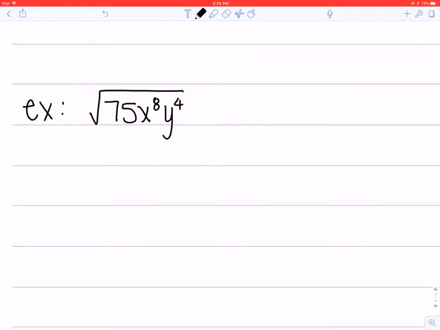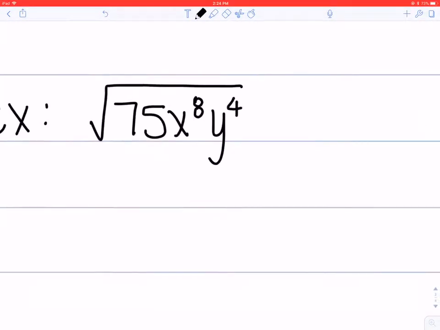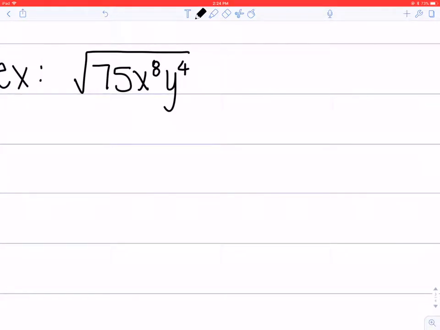Okay, my last two examples have multiple items inside the radical. So I'm going to apply the property. This is where the steps from the beginning of the video come into play. I'm going to break it up: square root of 75, square root of x to the 8th, and square root of y to the 4th.